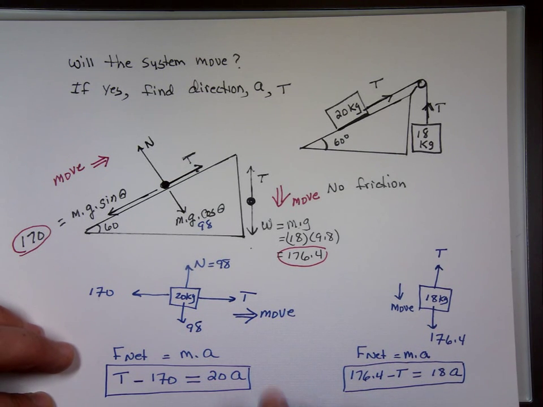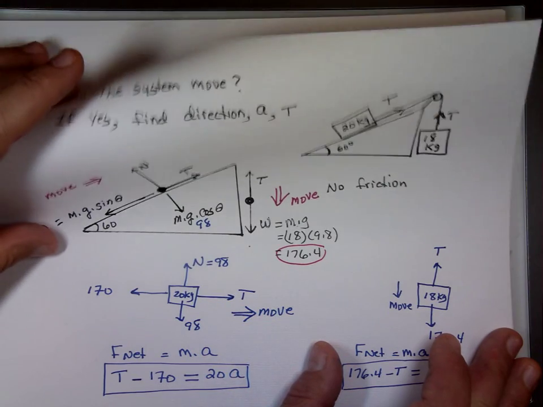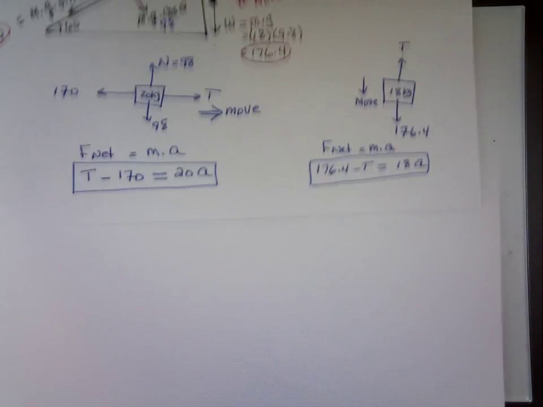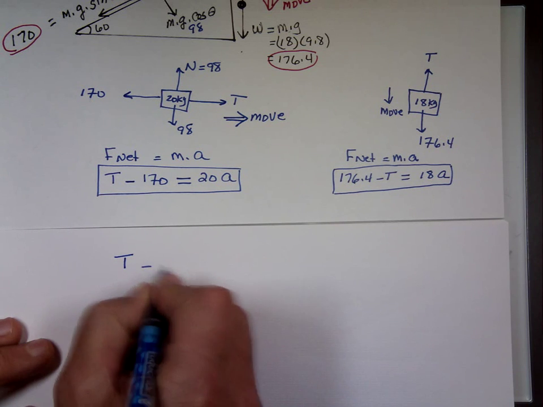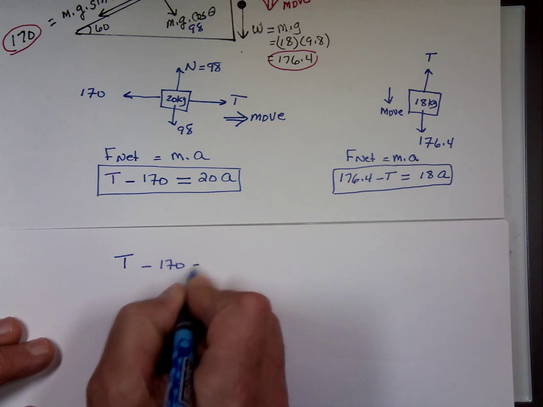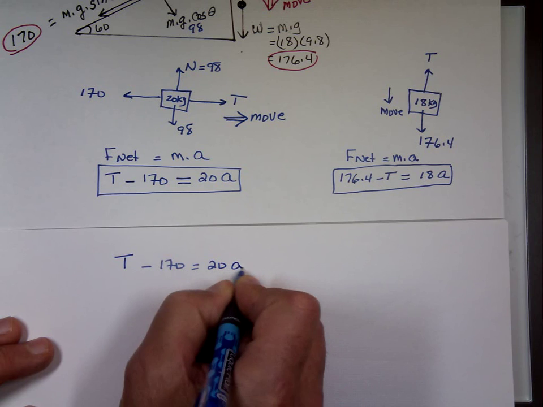And now notice I got how many equations by how many unknowns? 2 equations by 2 unknowns. So let's take the 2 equations, solve them. That's one of them.